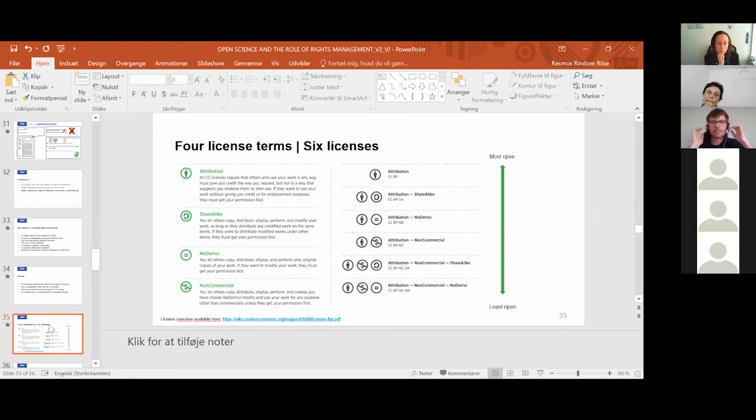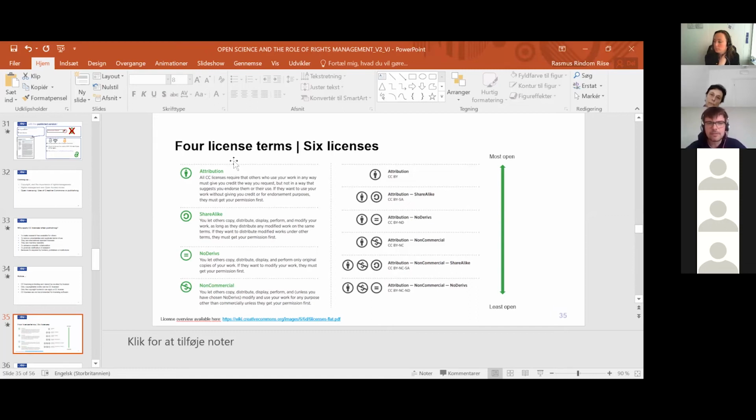So here we have the licenses. On the left hand, we have the 4 different license terms, and all 6 licenses consist of these 4 license terms in different combinations. The attribution license, the first one, is actually part of all 6 licenses. It requires that each time the work is used, attribution must be made to the creator. When it comes to research publications, it will be the authors.